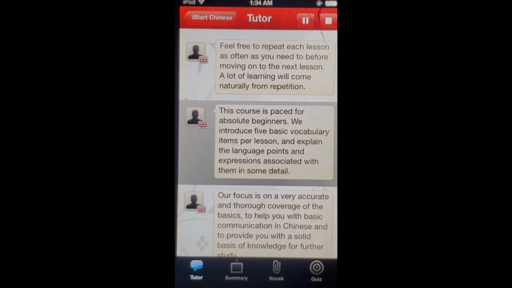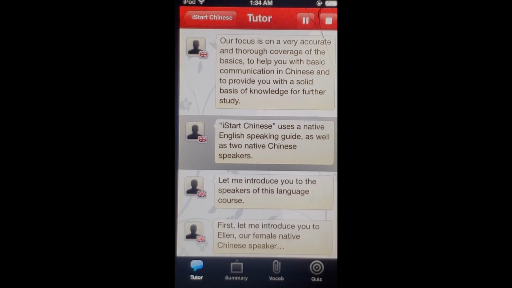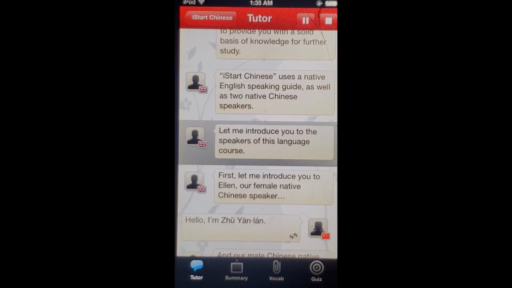This course is paced for absolute beginners. We introduce 5 basic vocabulary items per lesson and explain the language points and expressions associated with them in some detail. Our focus is on a very accurate and thorough coverage of the basics, to help you with basic communication in Chinese and to provide you with a solid basis of knowledge for further study. iStart Chinese uses a native English-speaking guide as well as 2 native Chinese speakers. Let me introduce you to the speakers of this language course.